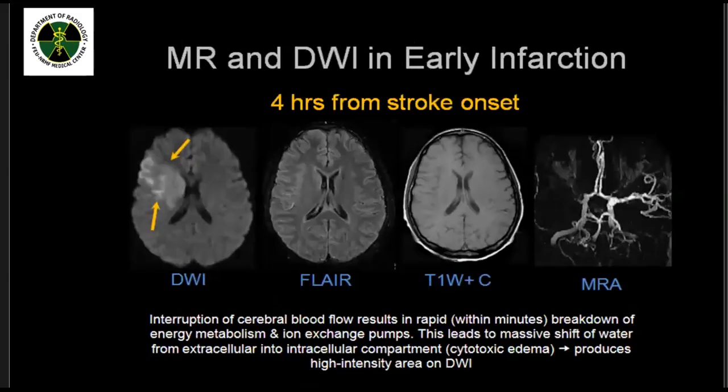So MR is much more sensitive in detecting early infarction than CT scan. Specifically, the DWI sequence can be positive within minutes of infarction. So, if MR is more sensitive than CT to detect infarction, why is MRI not performed as the first test in patients presenting with stroke?